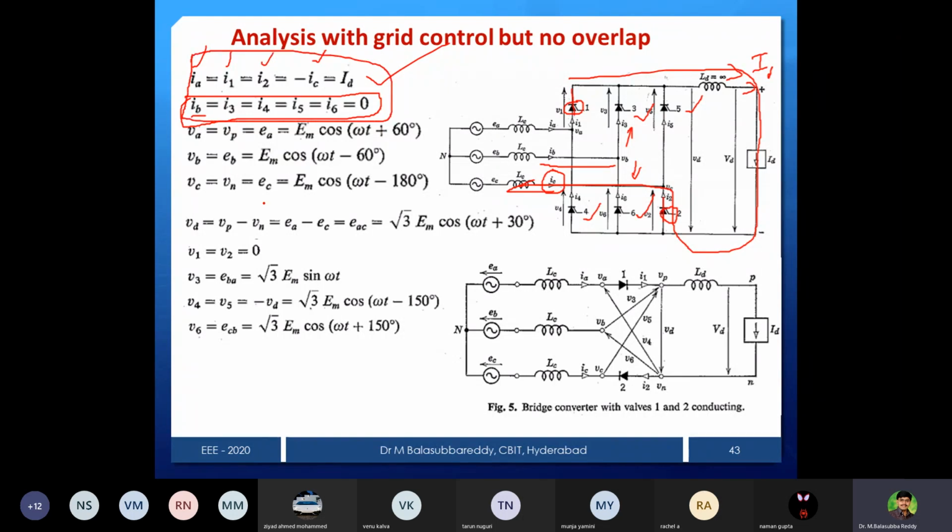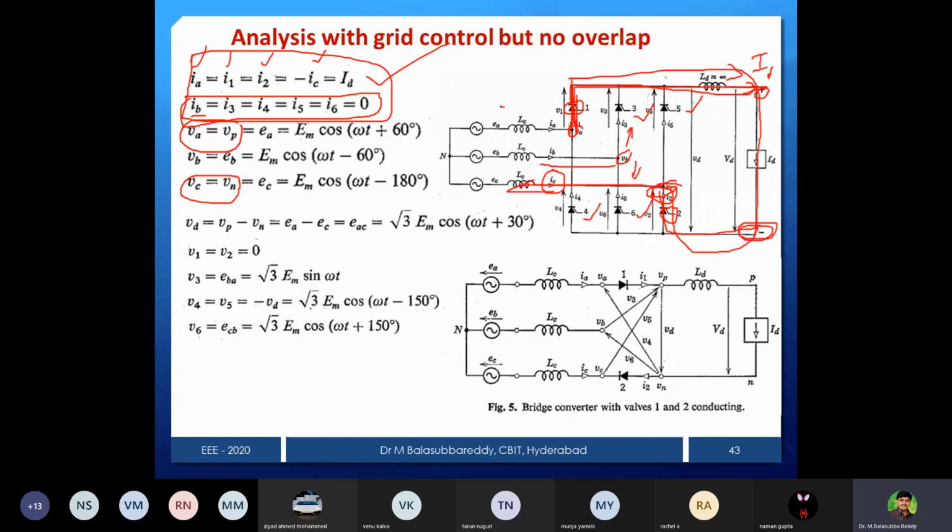Now we'll come to the voltages. So what is the VA voltage? This is the VA, this one is VB and this one is the VC. So VA is equal to VP. Why is it VP? Because VA is directly connected to here, because valve 1 is already in conducting state. So VA is the same as VP. And similarly VC is directly connected to this point, that is the VN point. So that's why VC is equal to VN and VA is equal to VP.